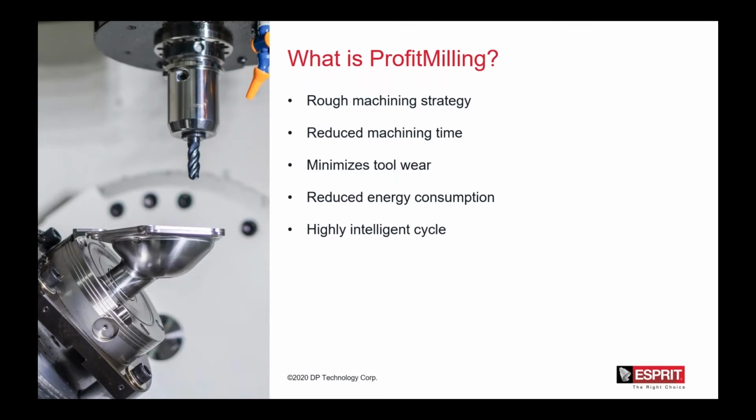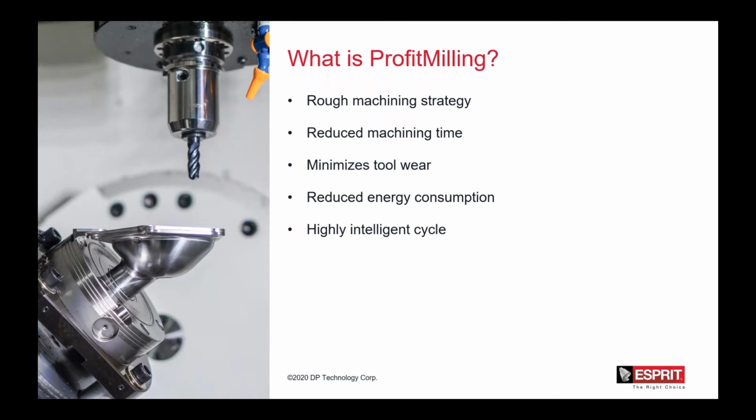I'm going to talk to you about what profit milling is and why it is a fantastic solution for all of your high volume material removal needs. Profit milling is a machining strategy that combines concentric out with what's called trochoidal milling, and it's used as a roughing machining strategy. The concept behind it is defining an established, constant engagement angle.